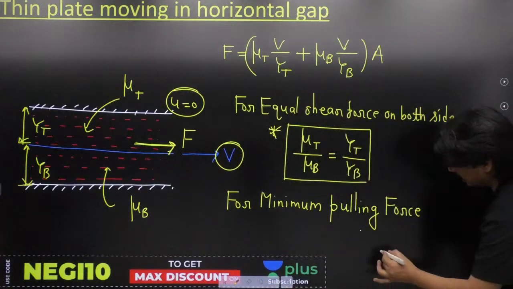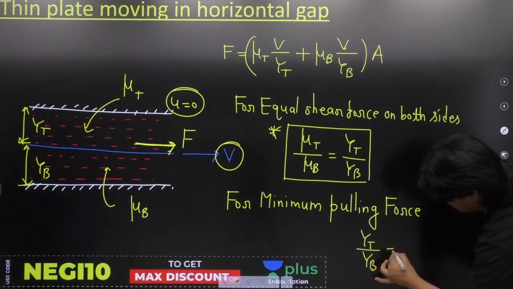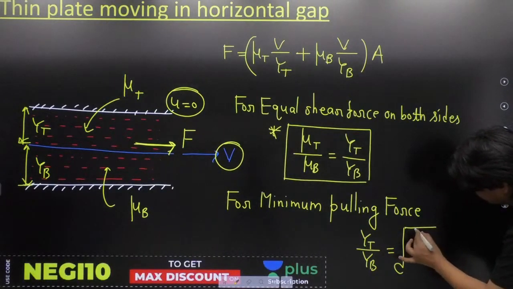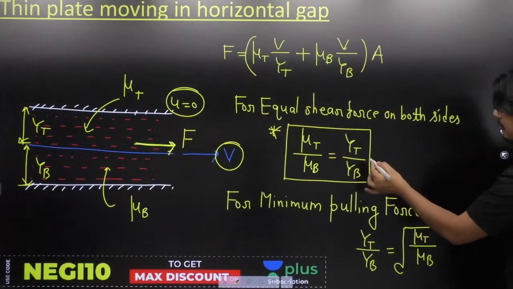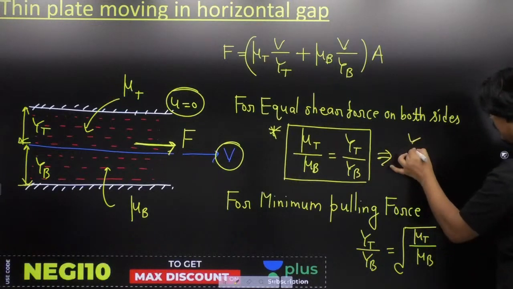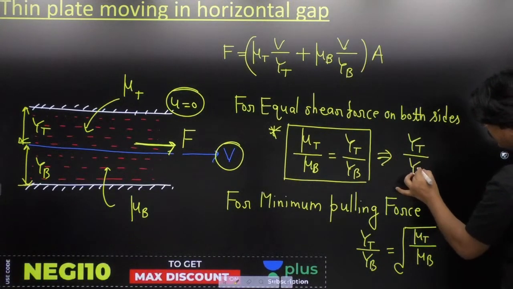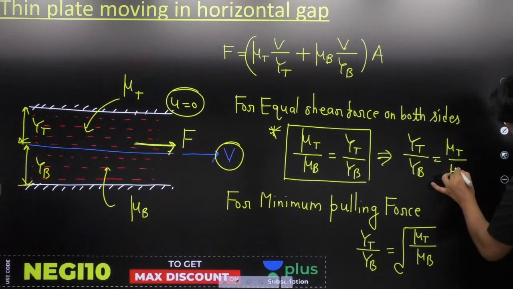देखो यहां लिख रहा हूं, ध्यान से देखना. Yt by yb must be equal to what? Root over mu t by mu v. अरे चाहे तो इसको ऐसा भी लिख सकते हो ना, yt by yb. अरे बाबा same thing, if you want you can write like this also. Yt by yb is equal to what? Mu t by mu v.